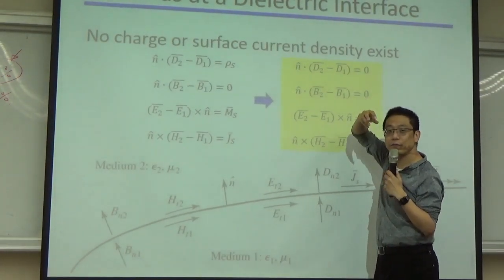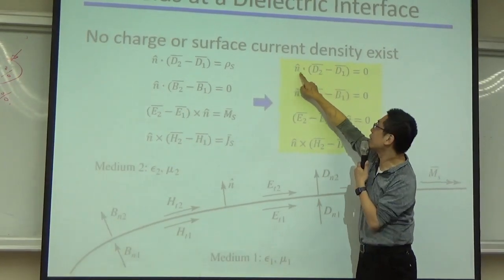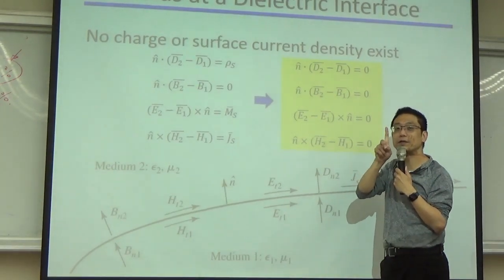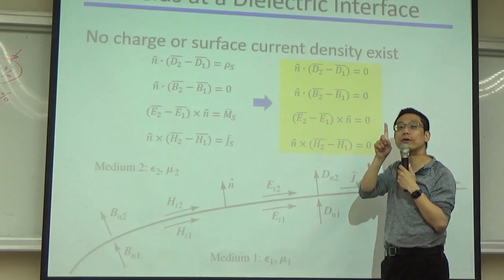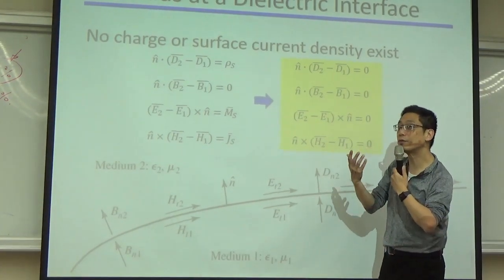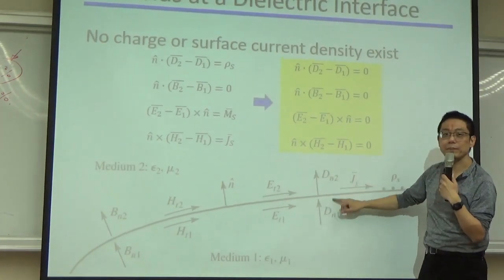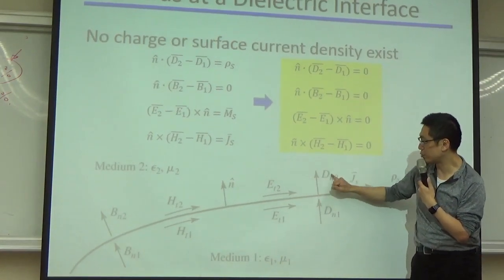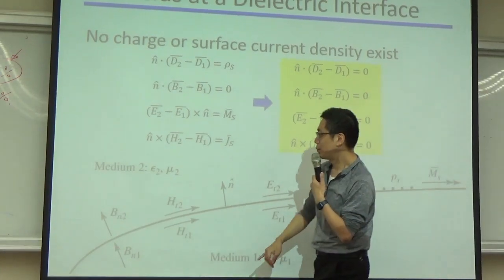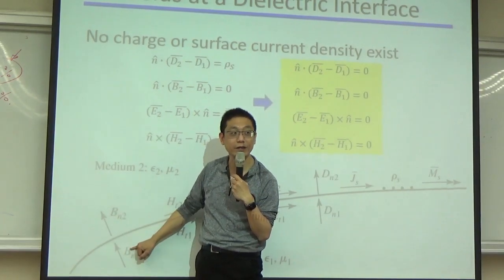You need to pay attention that there is an n2 and n1 because I put the n inside. I remain only the perpendicular direction, only the normal direction of n and d. So you obtain Dn2 equals Dn1. If there is no source, these two are the same. And as well as Bn2 equals Bn1. That is the second relation, they are the same.